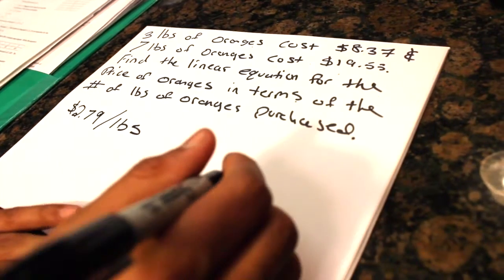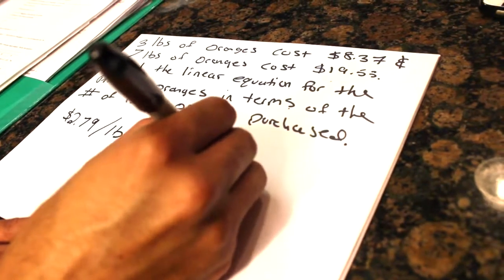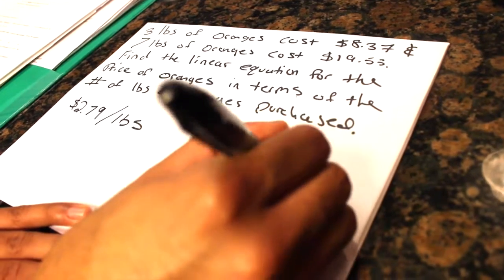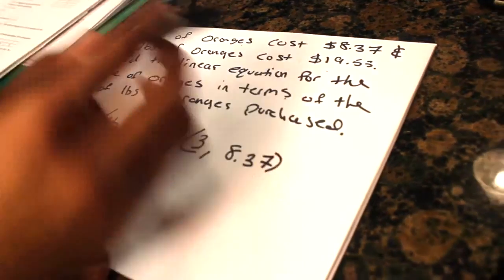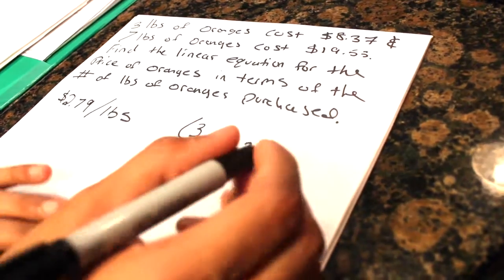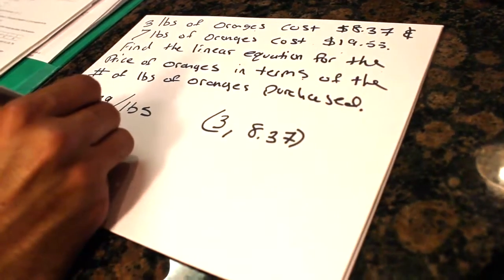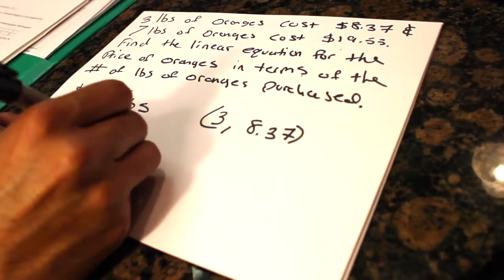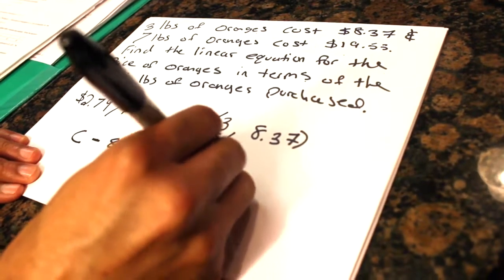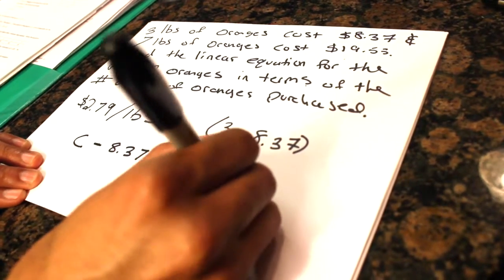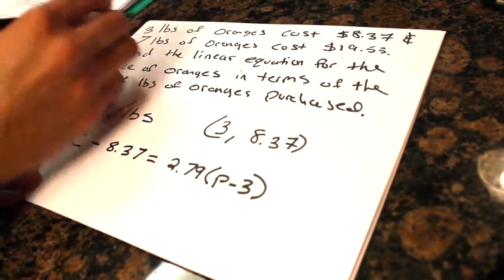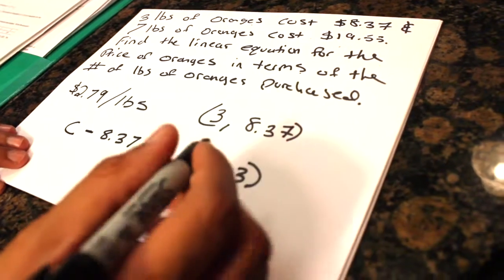So using the point (3, 8.37) for the 3 pounds at $8.37, the equation would be C, for the cost, minus $8.37 equals the slope of $2.79 times the number of pounds minus 3.